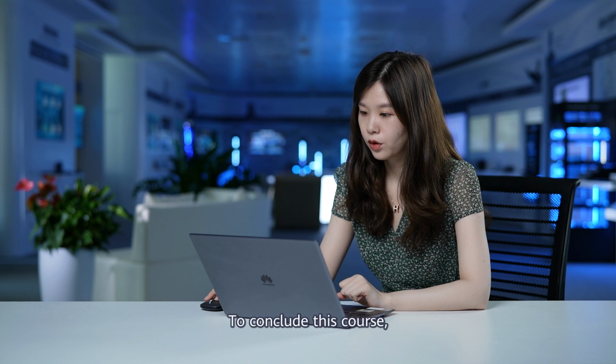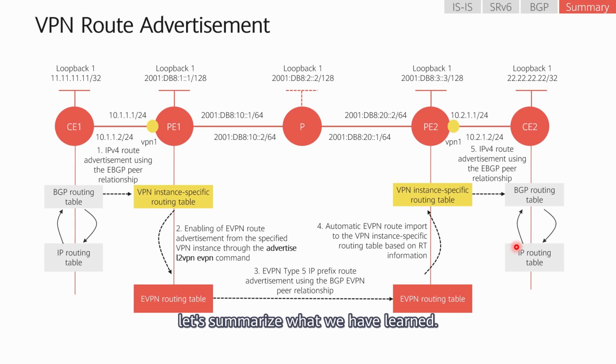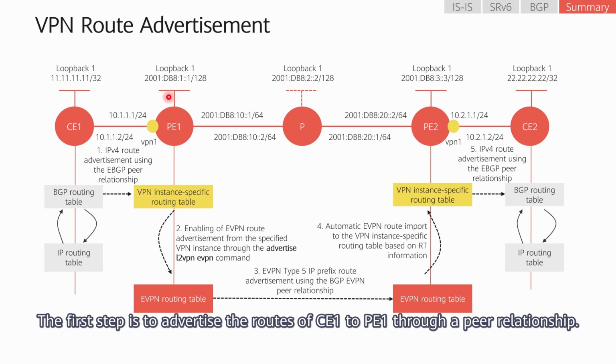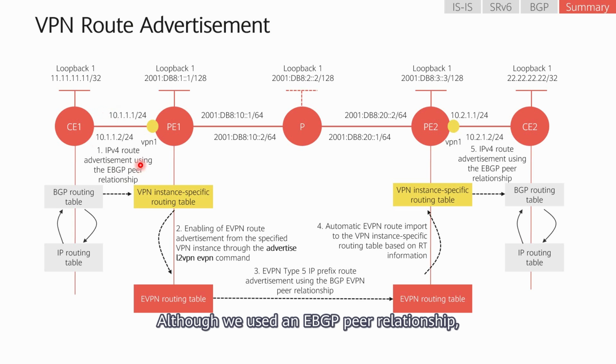To conclude this course, let's summarize what we have learned. We first talked about route advertisement, which consists of 5 steps. The first step is to advertise the routes of CE1 to P1 through a peer relationship. Although we used an eBGP peer relationship, we could have also used an iBGP or IGP peer relationship. Before the advertisement, the preferred routes in the IP routing table can be imported to the BGP routing table.